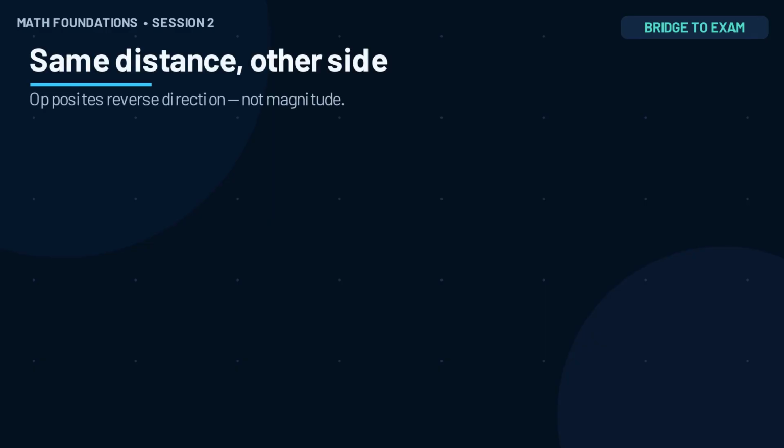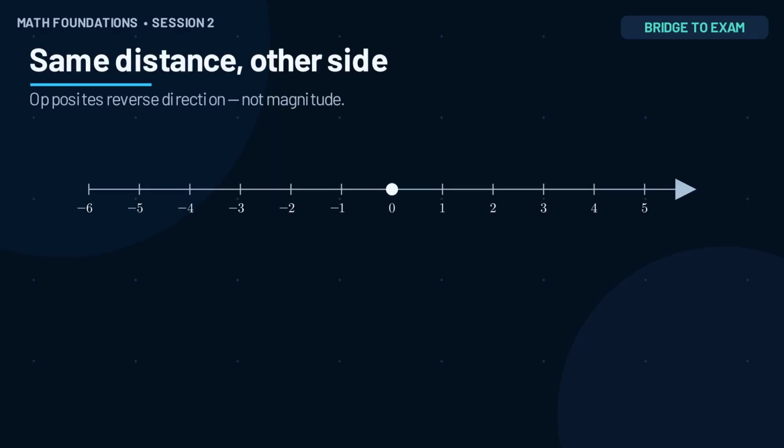Start with the number line. Positive 5 is 5 units to the right of 0. Negative 5 is 5 units to the left. Their distances are equal, but their directions are reversed, so they are opposites. In symbols, the opposite of a number A is negative A.